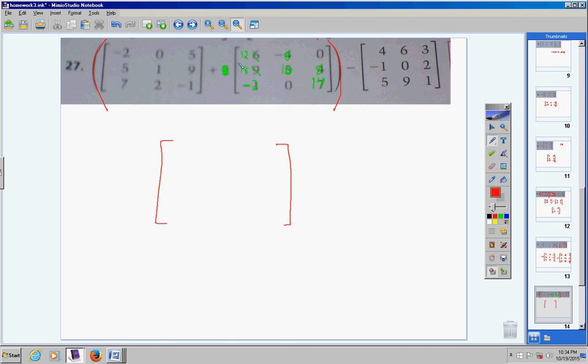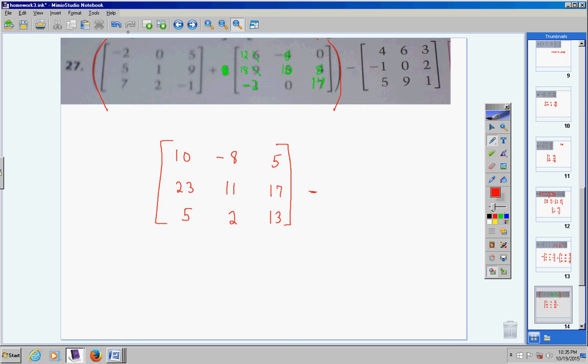Negative 2 plus 12. 0 plus negative 8. 5 plus 0. 5 plus 18. 1 plus 10. 9 plus 8. 7 plus negative 2. 2 plus 0. Negative 1 plus 14. Then bring down your minus.